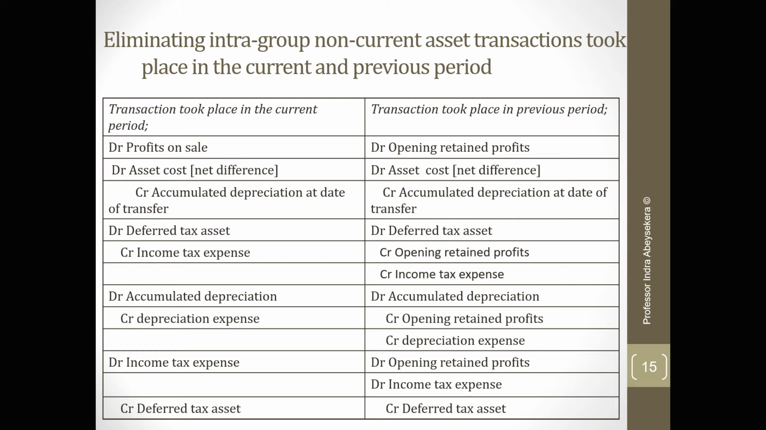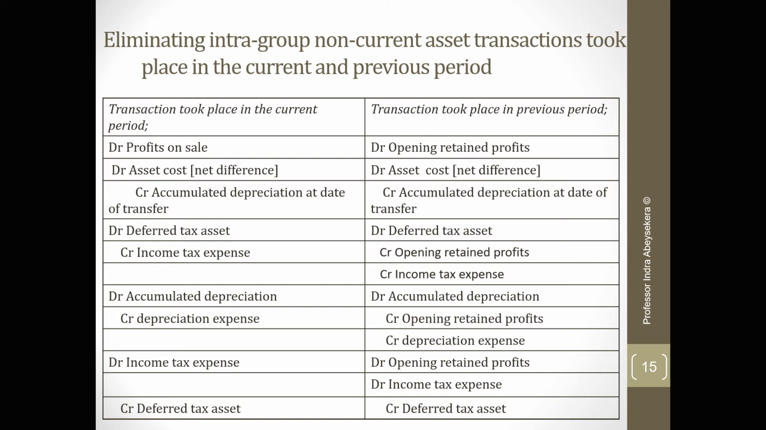Third is eliminating excess depreciation. Current period, credit depreciation expense, debit accumulated depreciation. For the previous period, debit accumulated depreciation for 2 years, and depreciation expense for the previous period has now become opening retained profits, credit opening retained profits, and credit depreciation expense.